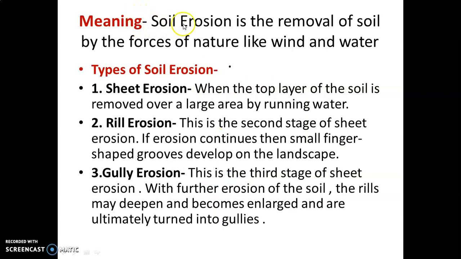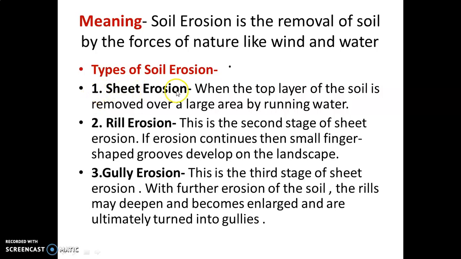Let's start with soil erosion. What is soil erosion? Soil erosion means when the topsoil is removed by the external agents like wind and water. Next topic is types of soil erosion. There are different types of soil erosion.